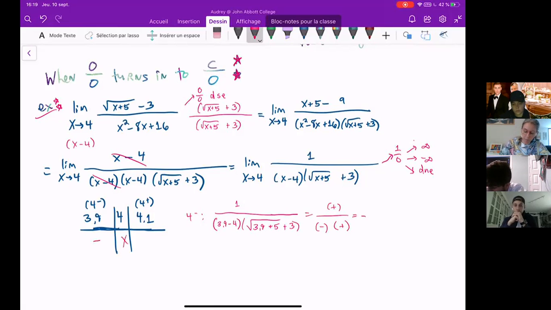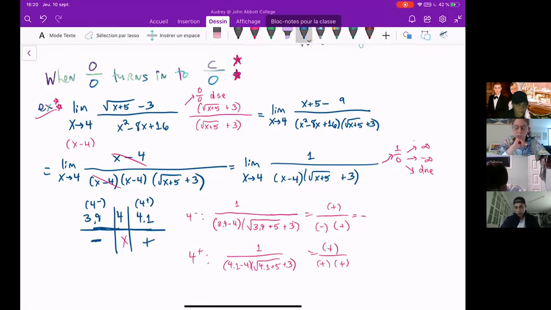Again, you are welcome to plug these things into your calculator to see, but sometimes it's faster if you're able to separate it into little chunks like I'm doing here. Do you guys understand how I'm separating it into chunks like that? Yep. Okay, so then let's look at 4 from the right. I'm going to have 4.1 minus 4, root 4.1 plus 5 plus 3. And now I have plus, plus, plus.